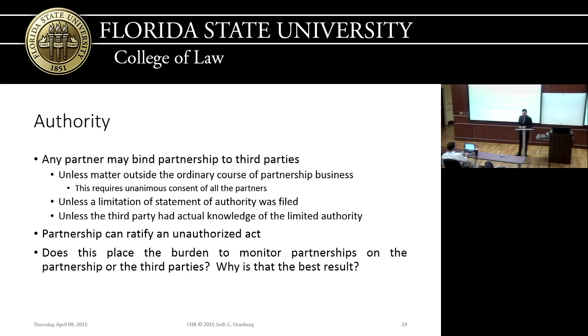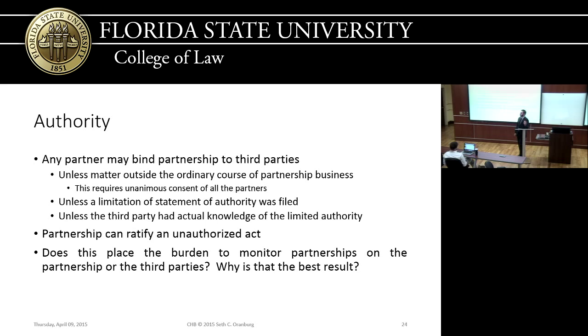I summarize it this way. A partner may bind partnerships to third parties unless the matter is outside the ordinary course, in which case you would need unanimous consent of the partners or however the partnership agreement provides. Now, again, there's this concept of a statement of partnership authority, where you can file a document which either expressly gives or retracts power for a certain partner. And if a statement of authority was filed and either gives or retracts power, that statement provides notice to the world. And so it can change that general rule.